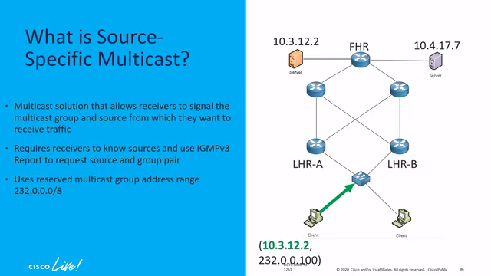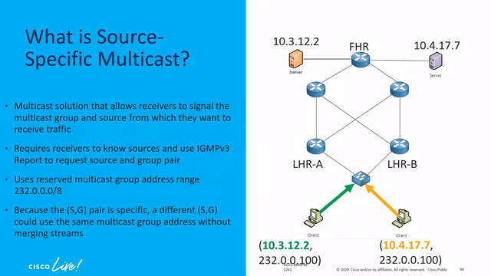By default, we use a reserved multicast group address range for source-specific multicast, and that's 232.0.0.0/8. So if you see that as the group, oftentimes that's a source-specific join or source-specific flow. Because the S, G pair is specific, we could actually use a different S, G using the same multicast group without merging the streams together. I know in any source multicast I mentioned that any source is every source. This is kind of the opposite of that, where we can reuse the multicast group only because we can specifically ask for the source.